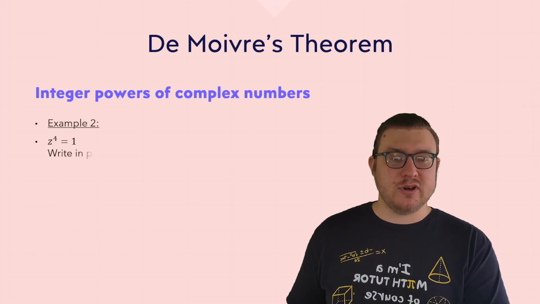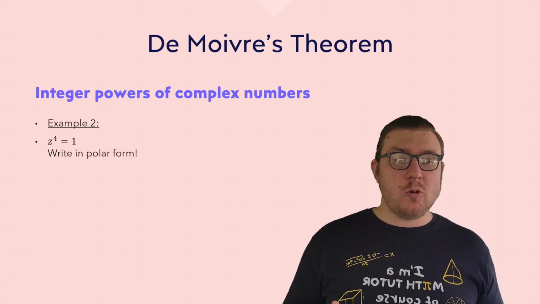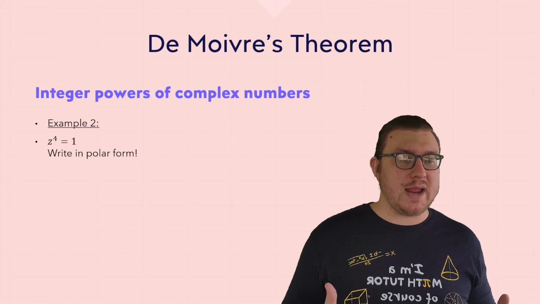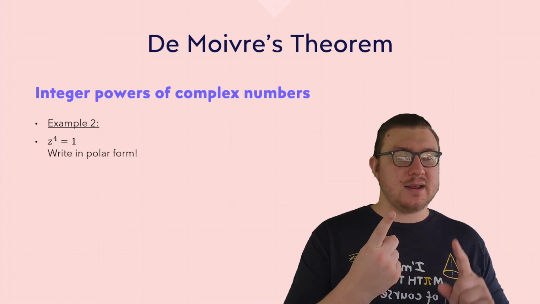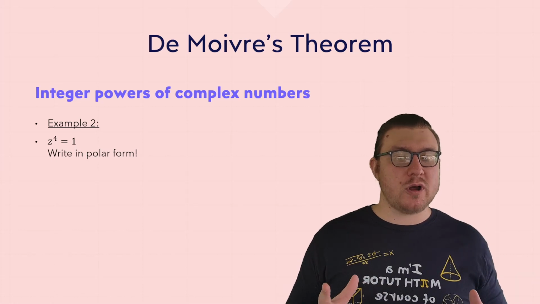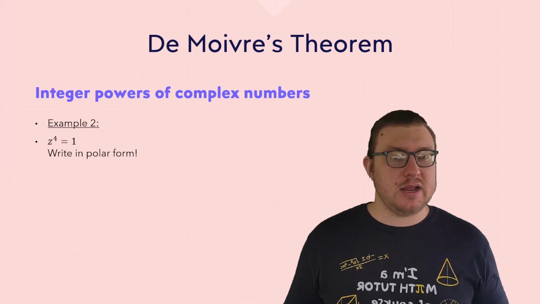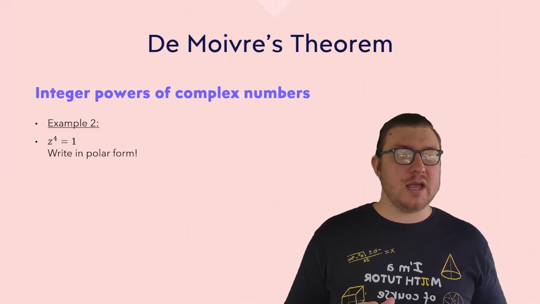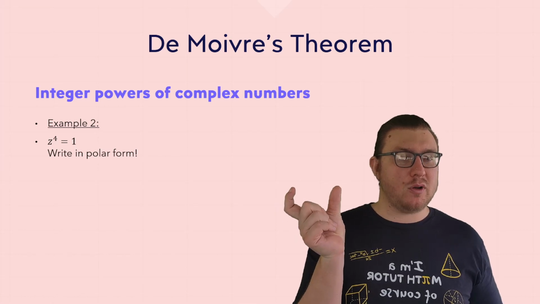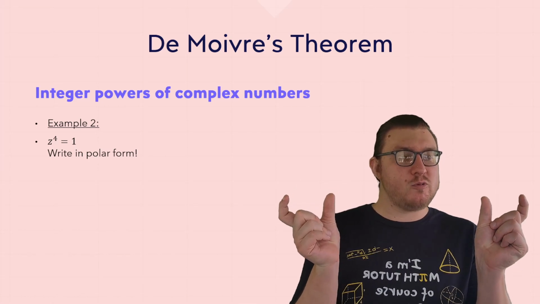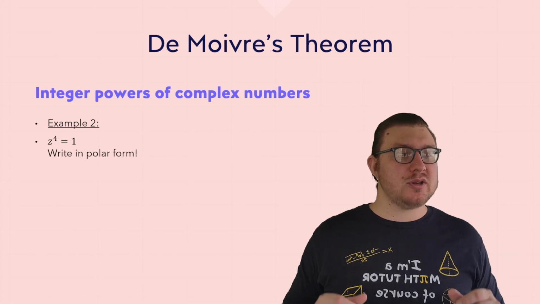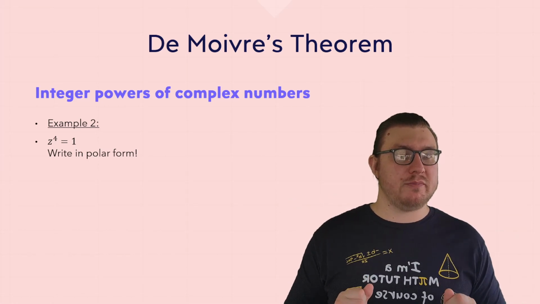Okay, so let's have a look. We always want to write it in polar form. Why? Because it's multiplying by itself 4 times. We don't want to be expanding. So that's easy. If we have z to the 4 in polar form, then we also should have 1 in polar form. So let's write 1 in polar form as well.